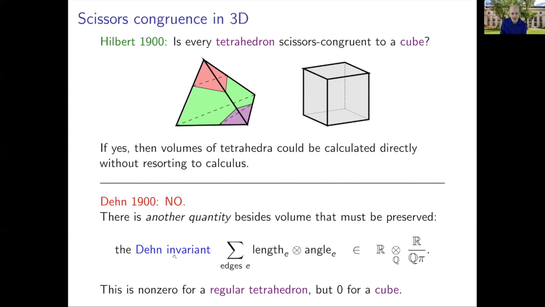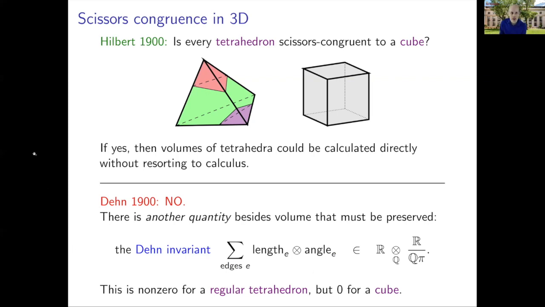Anyway, the point is, it's some quantity that's built out of the lengths of the edges and the dihedral angles of the edges. It's some combination of those. And whenever you cut up a tetrahedron, this quantity stays the same, the total amount of this quantity, just as the total amount of volume stays the same. But if you look at this quantity for a regular tetrahedron and for a cube, they're different. One of them is 0 and the other one's not 0. And so this invariant shows that these cannot be scissors congruent.